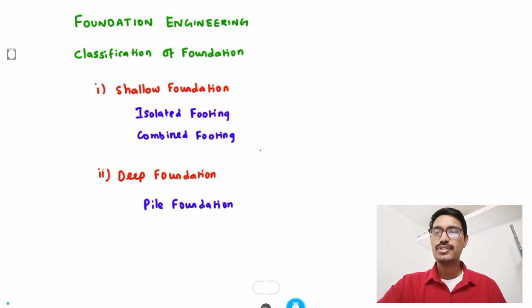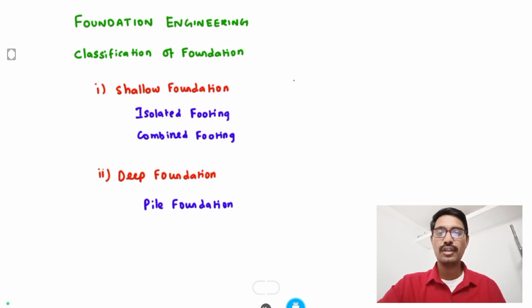We are going to see the lecture related to Foundation Engineering. In foundation engineering second unit, the important topic is classification of foundation. So first, we have to know what is meant by foundation. The foundation is the structure to transmit all the loads from the superstructure to the soil.